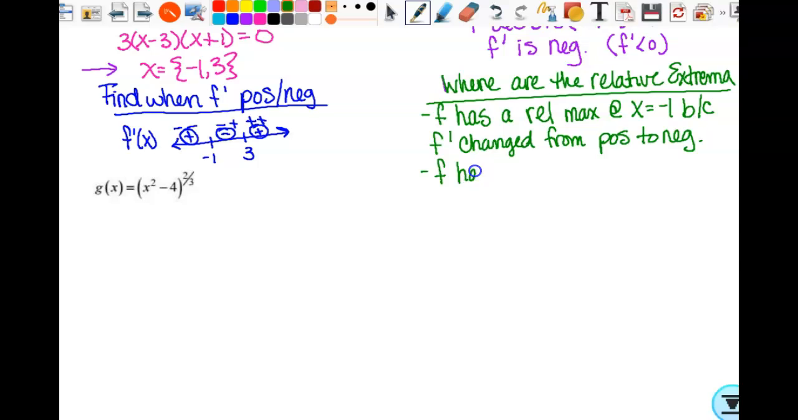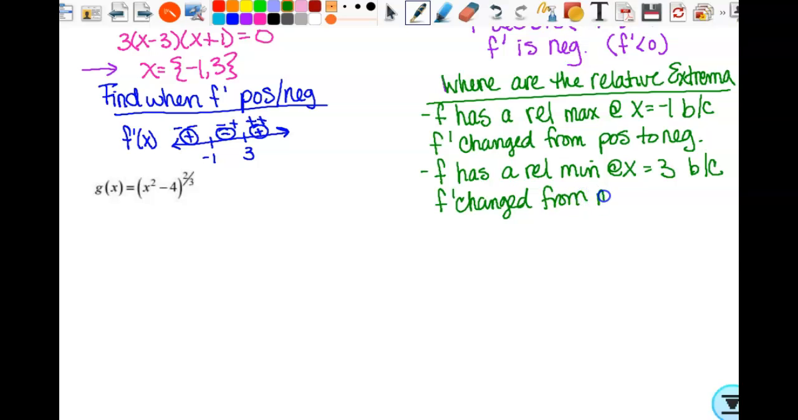Minimum. F has a relative minimum at x equals 3 because f prime changed from negative to positive.